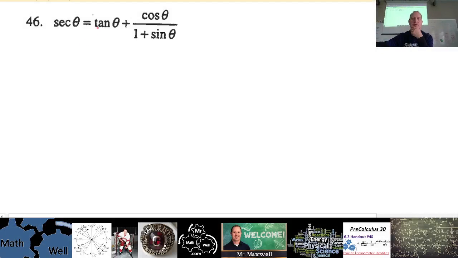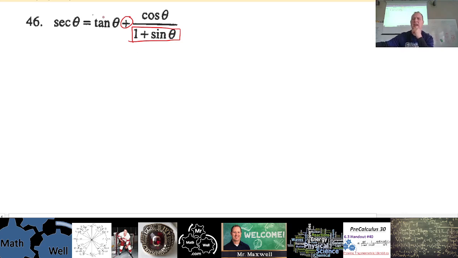All right, proving identities number 46. What are some of the tips here? Some of the tips would be to perform indicated operations. We could also multiply by the conjugate of this to get a 1 minus sine squared to turn that into a cos squared. We could do both. I don't know.